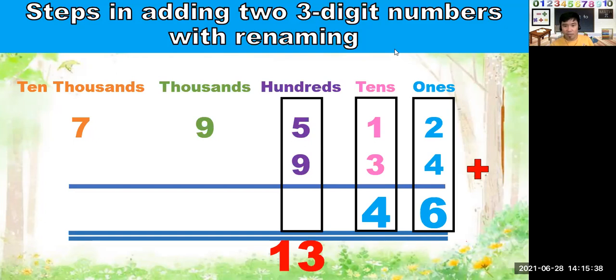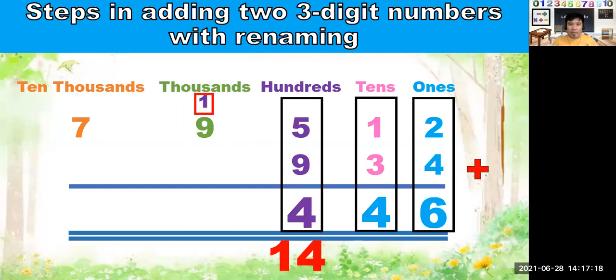9 plus 5 is 14, so this one is wrong. Now let me change it first. 5 plus 9, the answer is 14, right? So we will write the number 4 in the hundreds place and 1 in the thousands place, because the value of 4 is 400, and 1 is 1000.